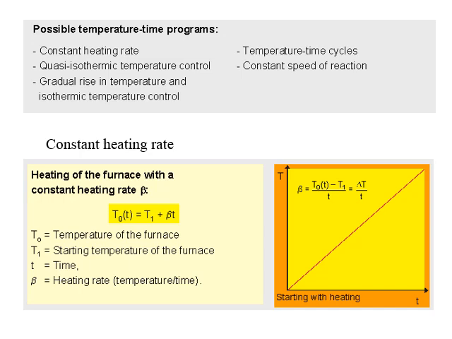And then you can see in the plot below, there's the heating of a furnace with a constant heating rate, right? And you have a plot which is just a straight line with temperature on the y-axis and time on the x-axis, and it's just a straight line with some slope beta, which is the heating rate.